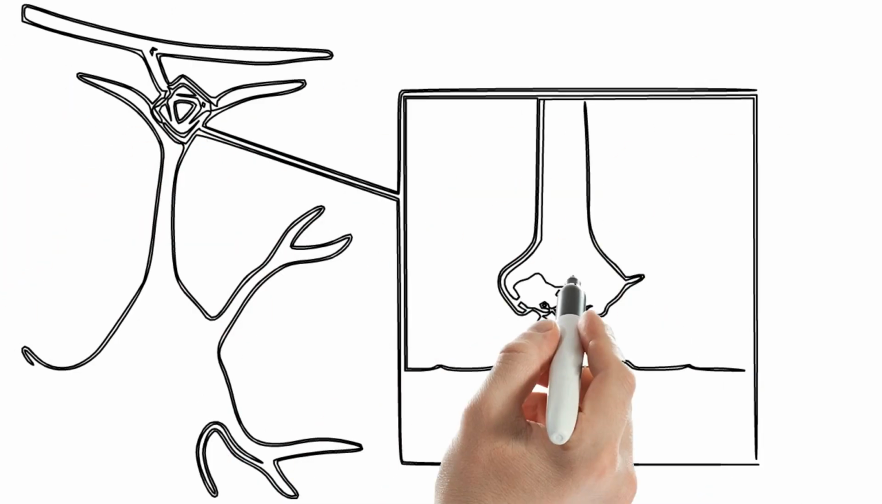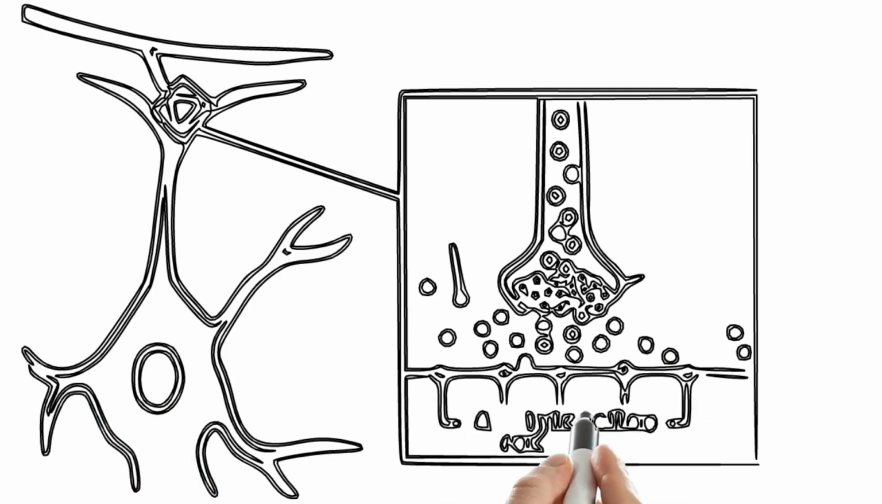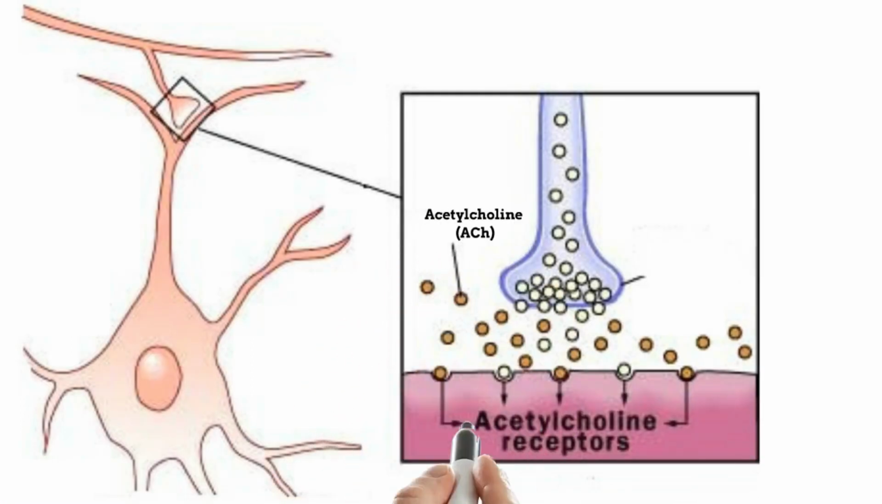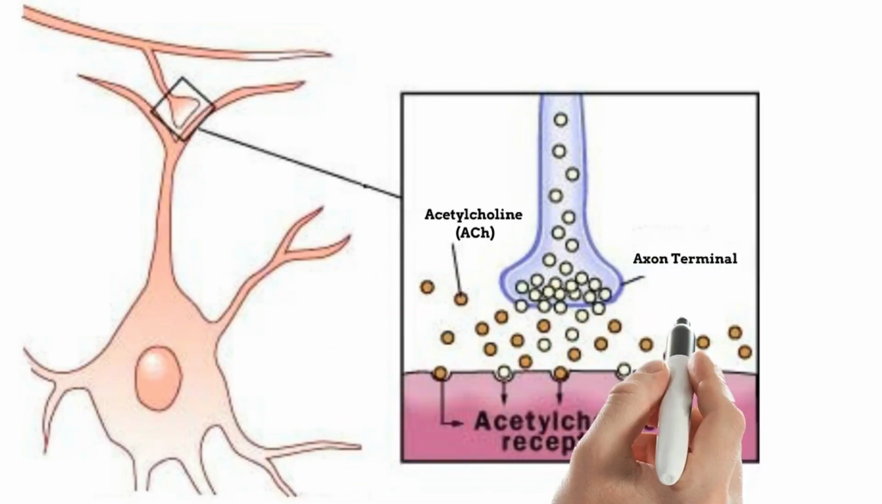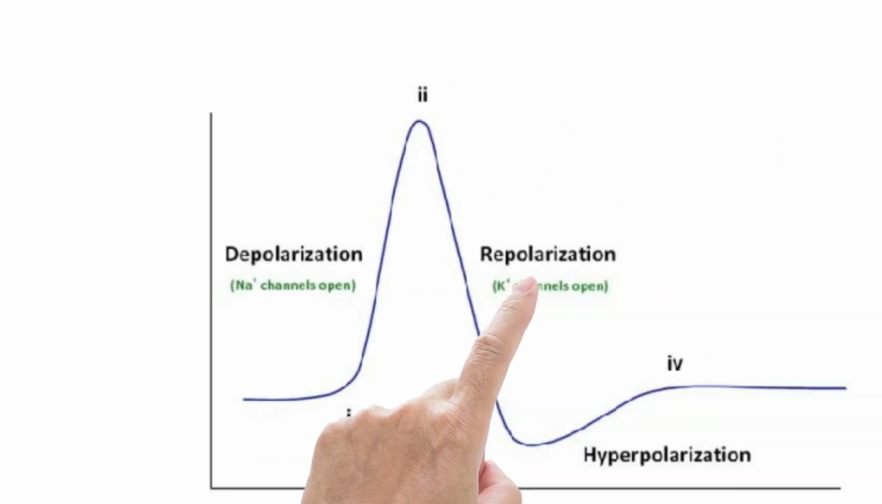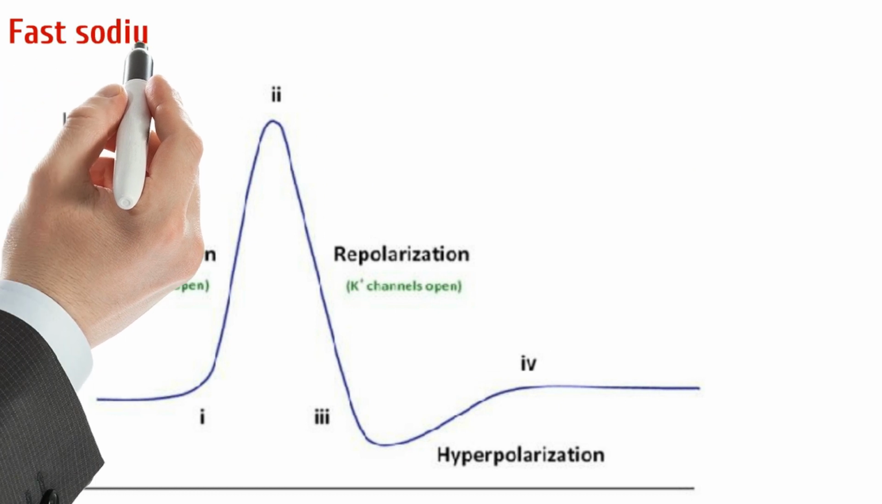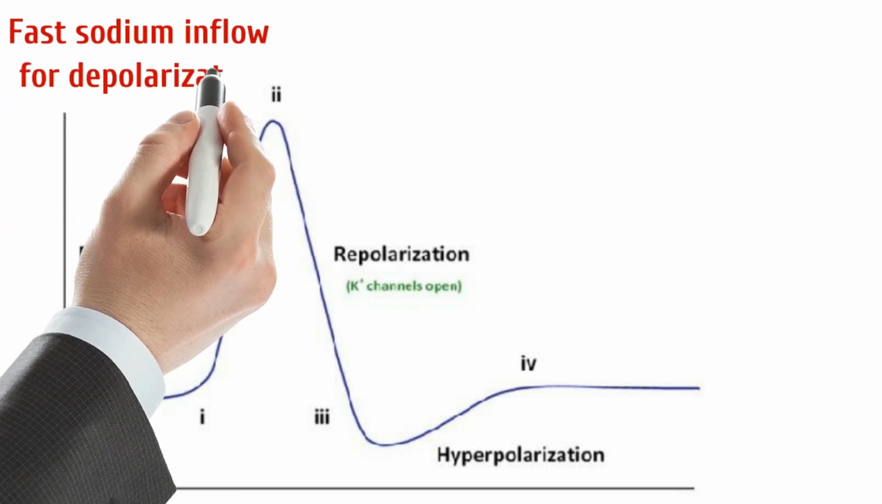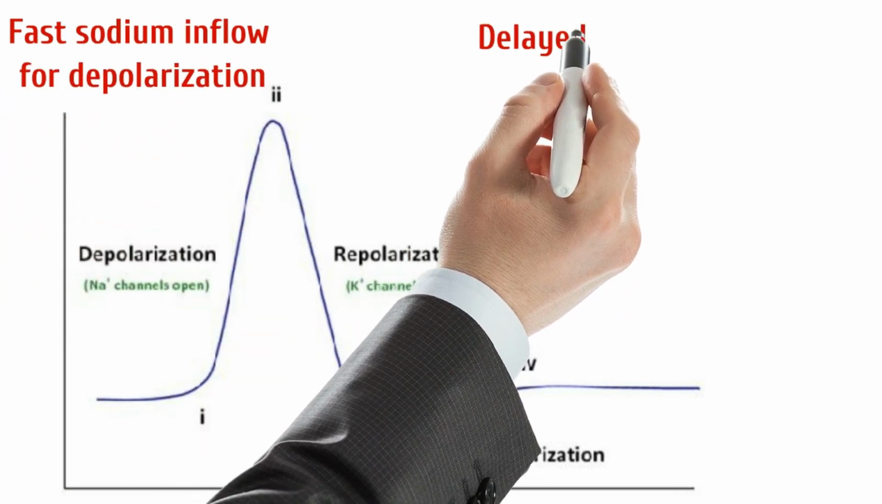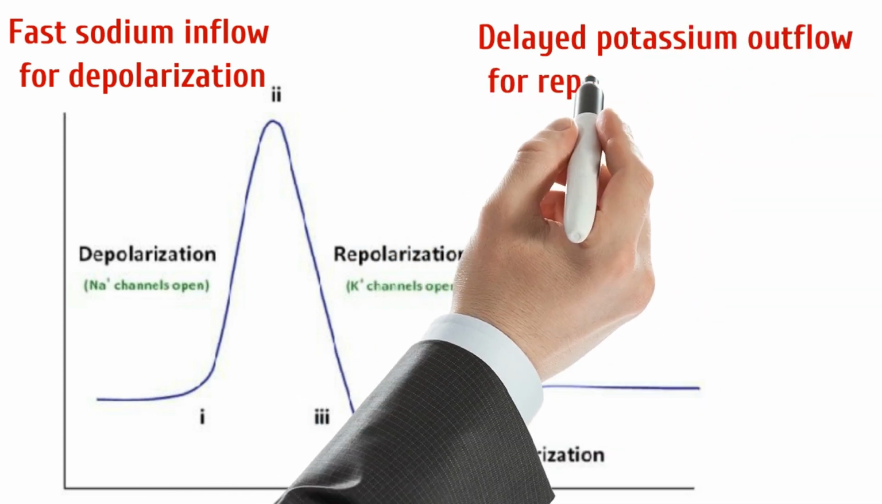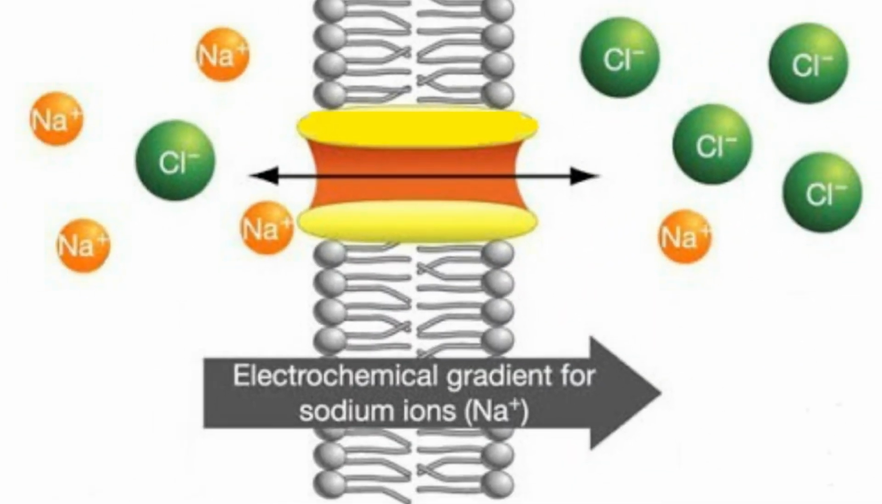Diffusing across the synaptic cleft, acetylcholine reaches the postsynaptic motor end plate and binds to nicotinic acetylcholine receptors. Acetylcholine binding to receptors results in the opening of the non-selective cation channels, permitting fast sodium inflow for depolarization and delayed potassium outflow for repolarization.